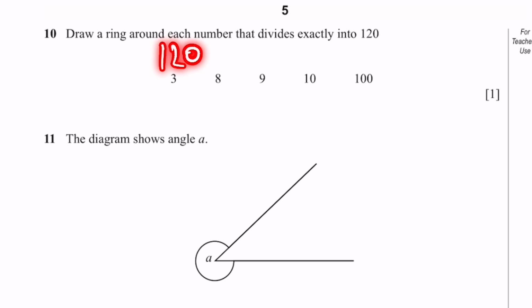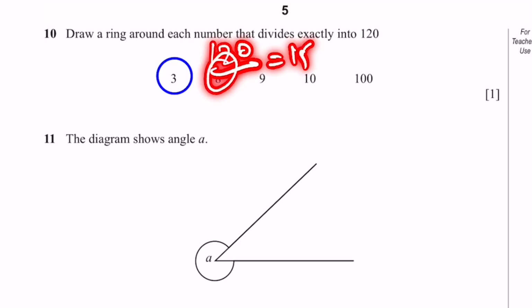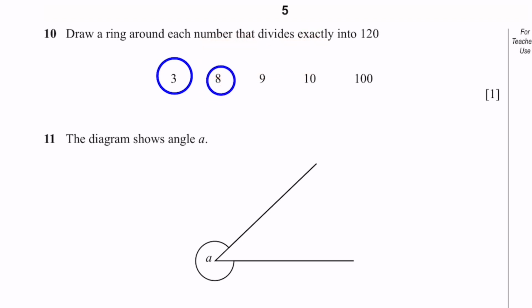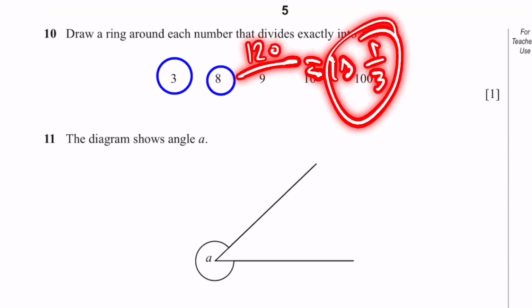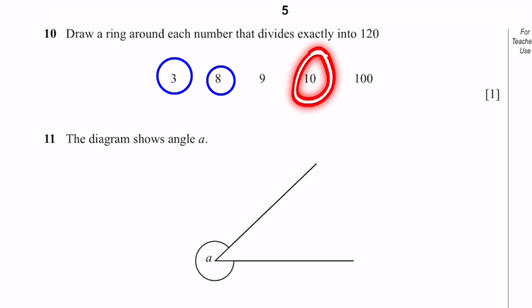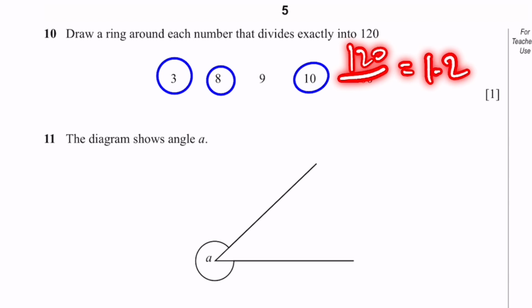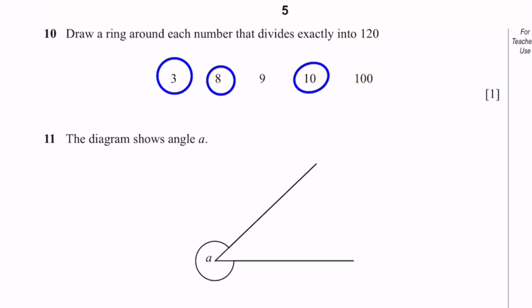So 120 divided by 3 is equal to 40. That divides. 120 divided by 8 is equal to 15. That also divides. 120 divided by 9 is equal to 13 and 1/3, which is not a whole number, so it doesn't divide. 120 divided by 10 is equal to 12, it divides. 120 divided by 100 is equal to 1.2, that doesn't divide. That's the answer.